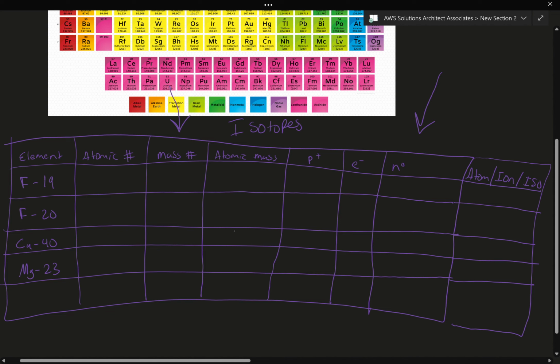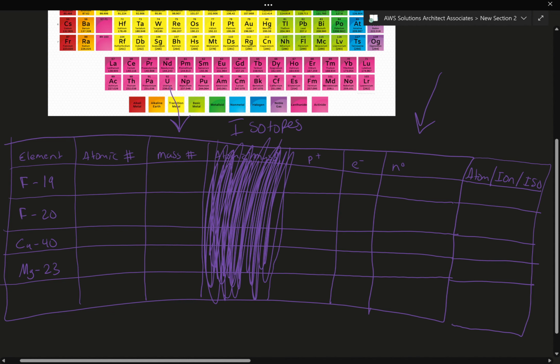All right, let's scratch that out. So two things are going to be different for isotopes: the mass number and the number of neutrons. Usually.